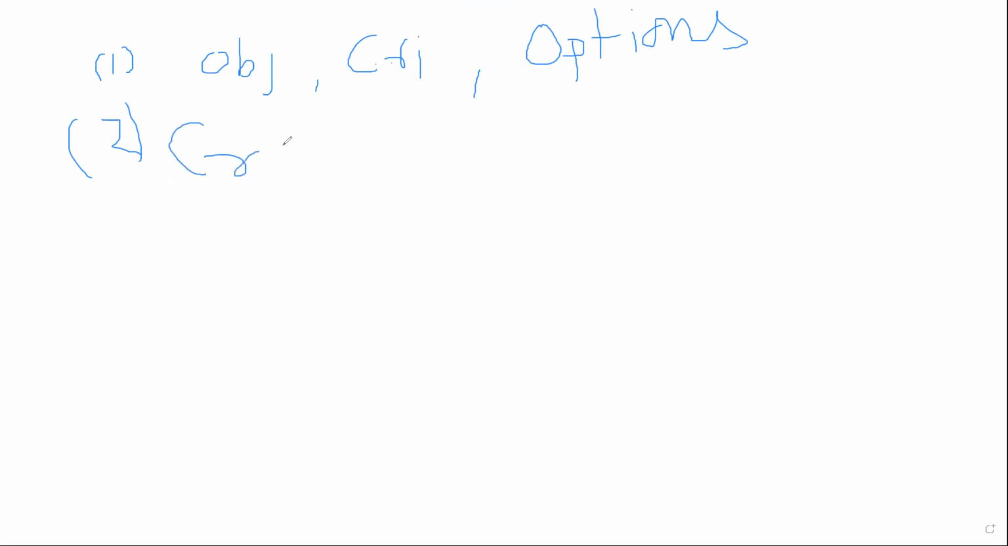Now, the first step of the analytical hierarchy process is to decide the objective, criteria, and options. The second step is to use the criteria to make a pairwise matrix.